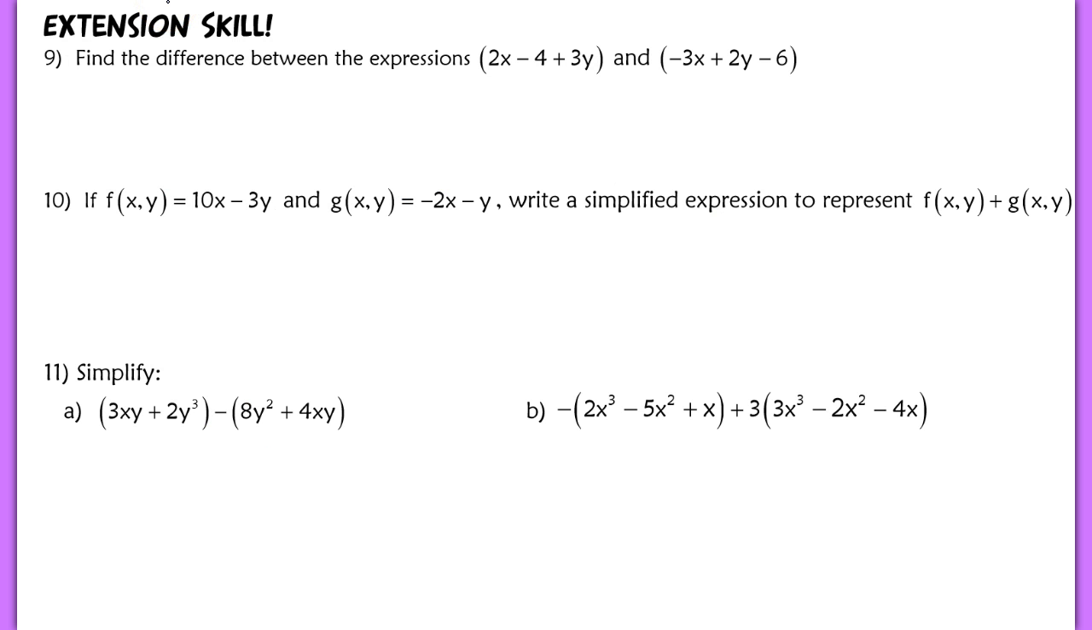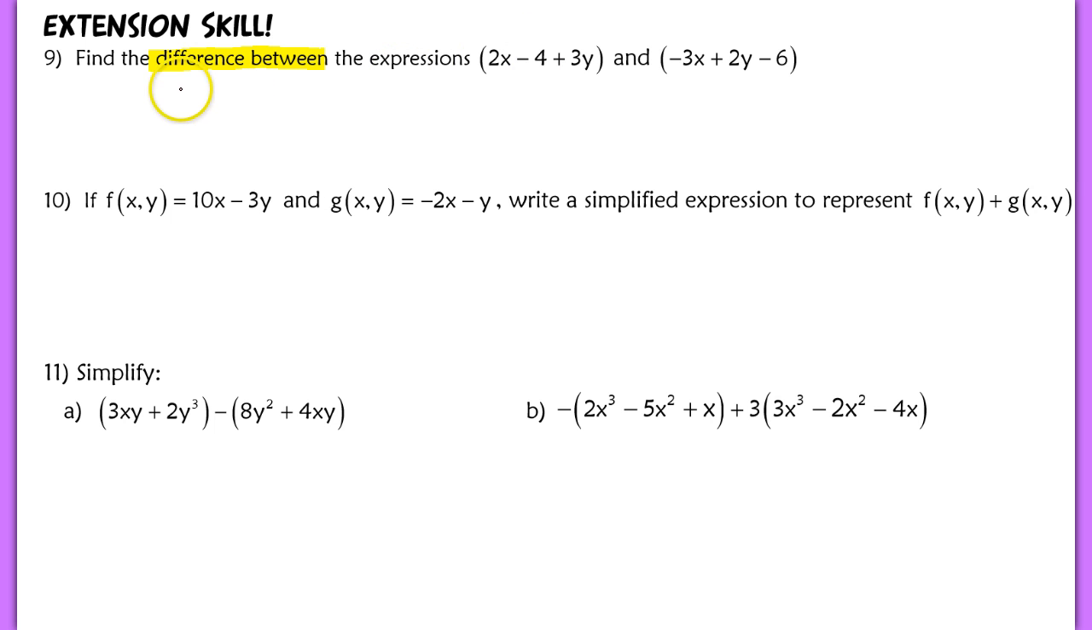Alright, we're going to finish off this lesson with our extension skill. In number 9 it says find the difference between the expressions 2x minus 4 plus 3y and -3x plus 2y minus 6. Notice that they're both in parentheses. Now we have to understand what this is even asking. It says find the difference. Now from our previous lessons we know that when you find a difference that just means you're subtracting.